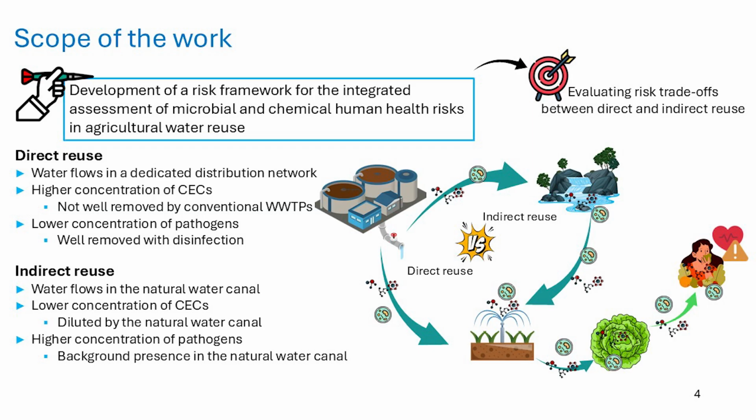So in the direct case, the water would be treated and go directly through some pipe system for use for irrigation. We would expect, because of the disinfection, that there would be minimal microbial risk, but there might be some chemical risk from the residual emerging contaminants that were not treated. In the indirect case, we expected the opposite.